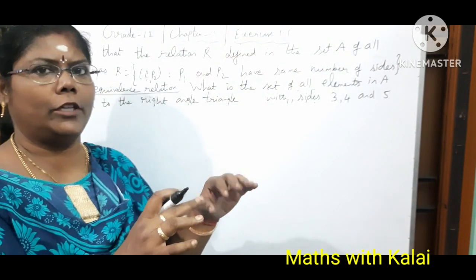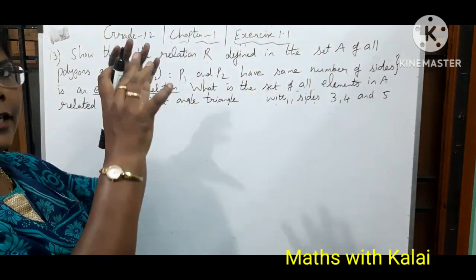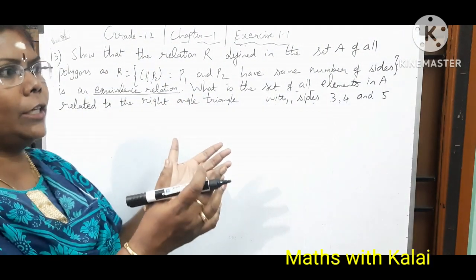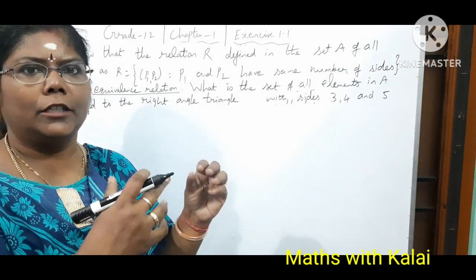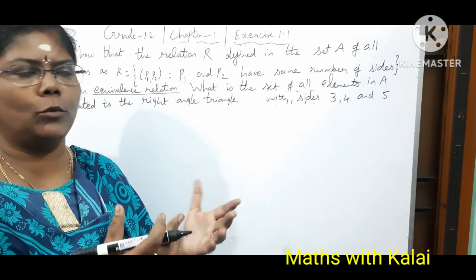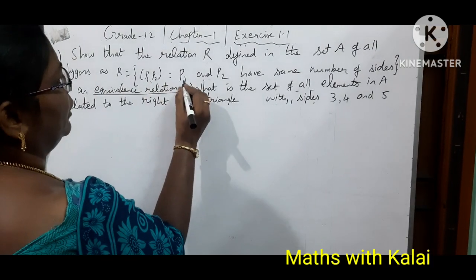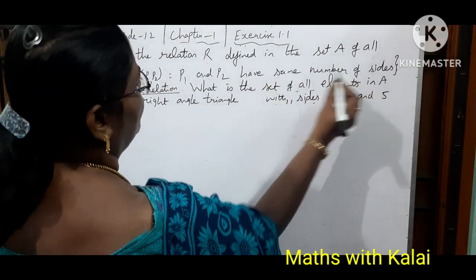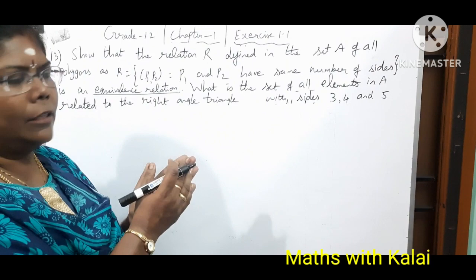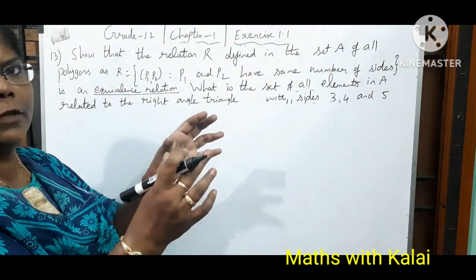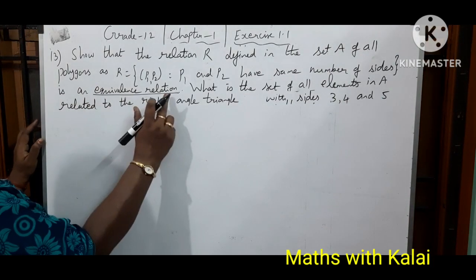A polygon is actually an n-sided closed figure. That is what we take as polygons. So A consists of all the polygons. A polygon can be a triangle, a square, a rectangle, a pentagon, a hexagon, whatever you want, under that set A. Now, how is the relation defined? Two polygons which have the same number of sides, all those together we are collecting and taking as the set R. So whichever two polygons have the same number of sides, all of those we are taking as the relation R. Now we need to prove that it is an equivalence relation.